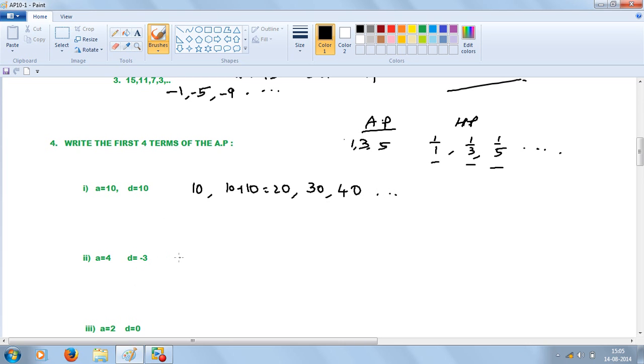So next case we will try A. When A is equal to 4, the first term is 4. The second term is 4 minus 3, it's 1. Next is 1 minus 3, it's minus 2. Next minus 5, and so on. See, 1 minus 3 is minus 2.